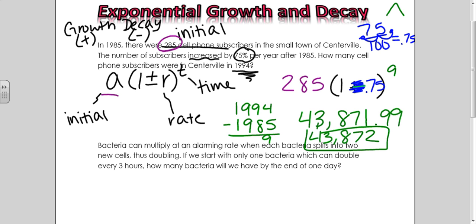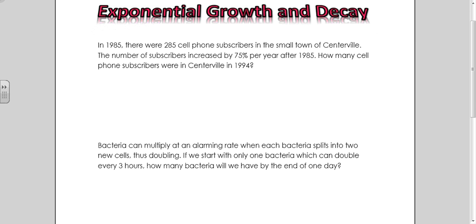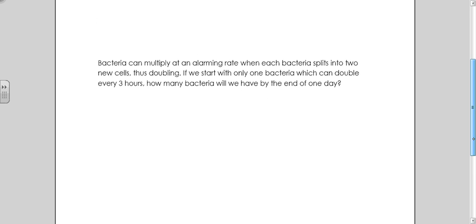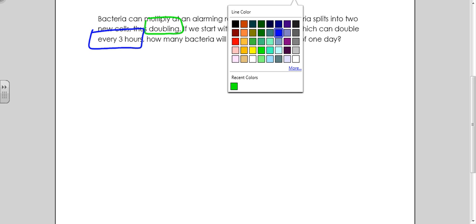So in the second one, you're going to erase all of this. For our second one, it says, bacteria can multiply at an alarming rate when each bacteria splits into 2 new cells, thus doubling. That's important. If we start with only 1 bacteria, which can double every 3 hours, how many bacteria will we have at the end of 1 day?